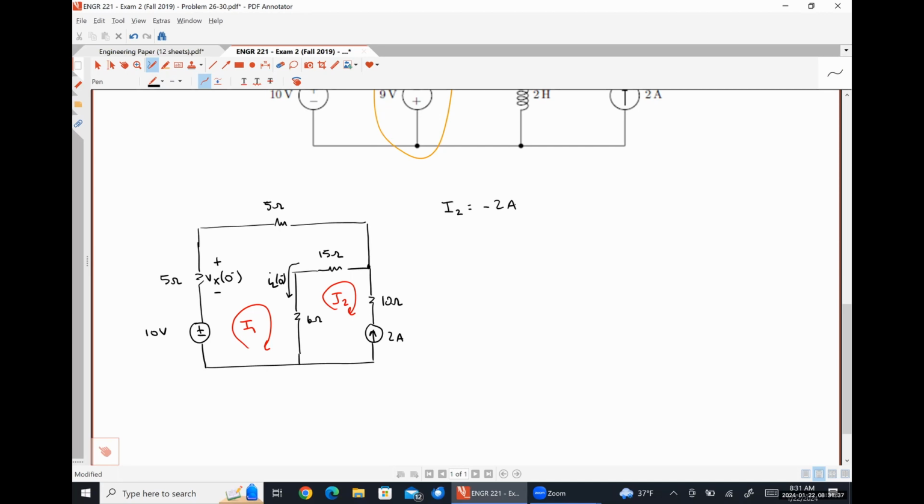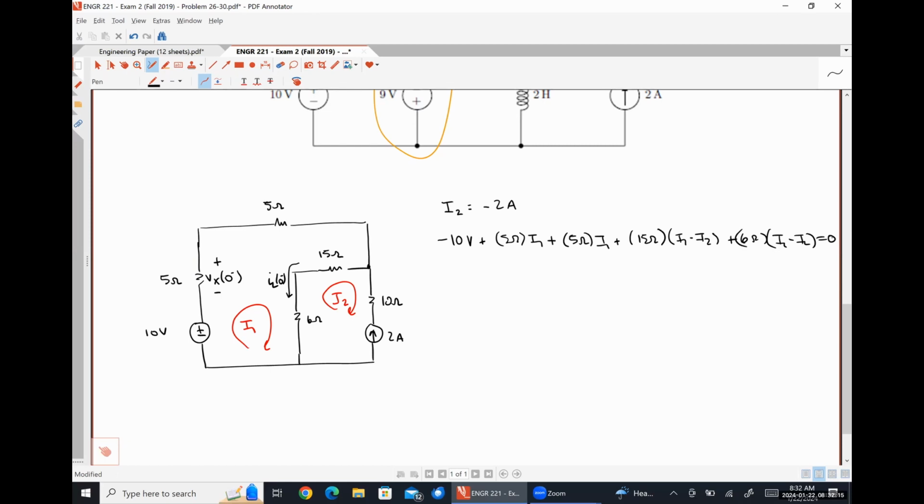So that should look like negative 10 volts plus 5 ohms I1 plus another 5 ohms I1 plus 15 ohms (I1 minus I2) plus 6 ohms (I1 minus I2) is equal to 0. And those are my two equations. So let's solve this bad boy.